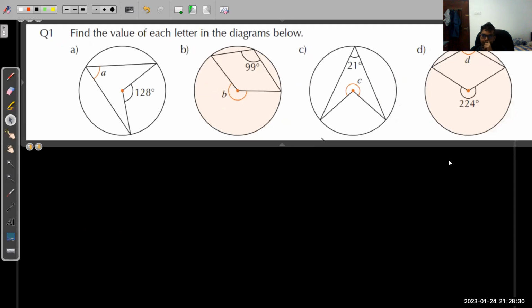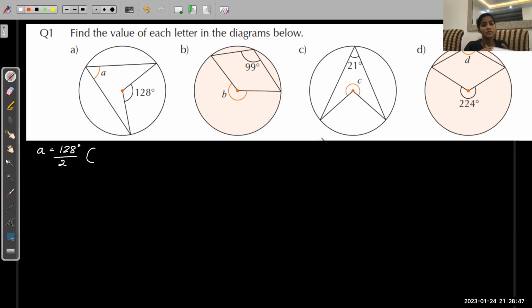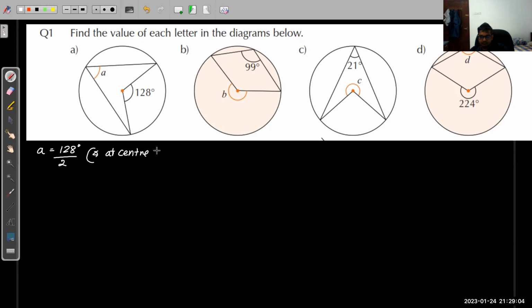Okay, Naila, check the first one. What do you think? The first one, 128. So half of 128, right? Very good. You can write 128 divided by 2. What is the reason we are writing that? The reason is that the angle at the center is twice the angle at the circumference.